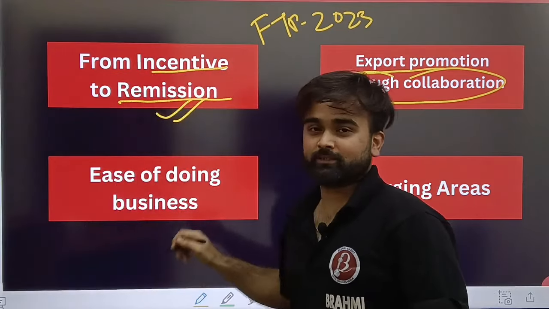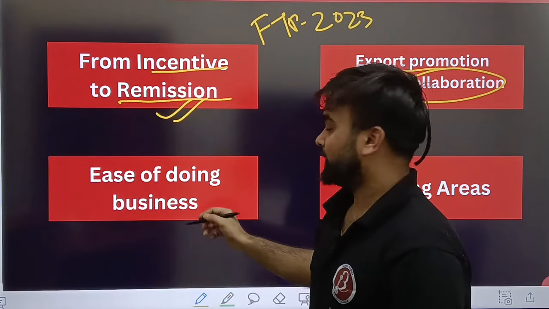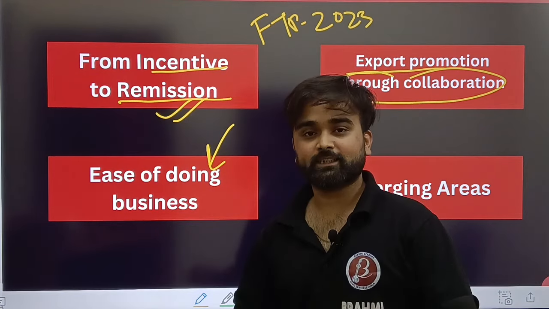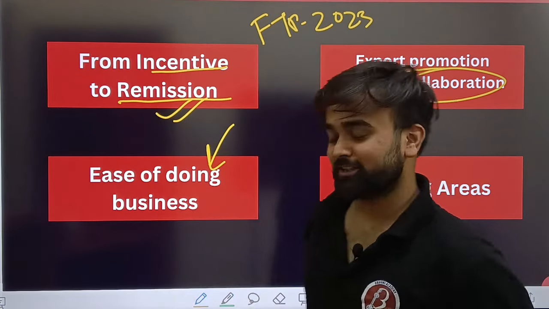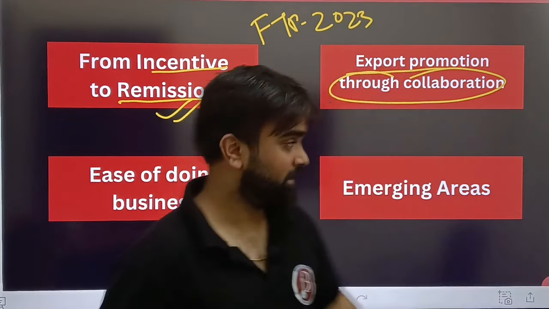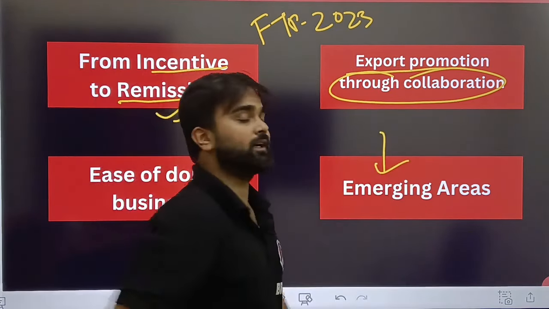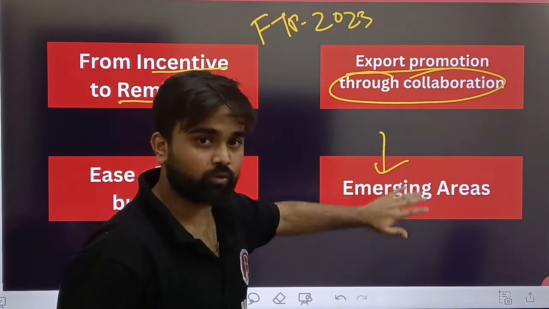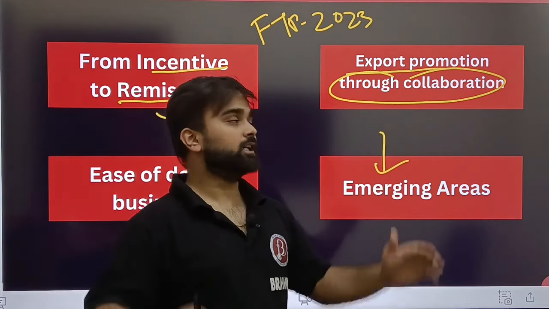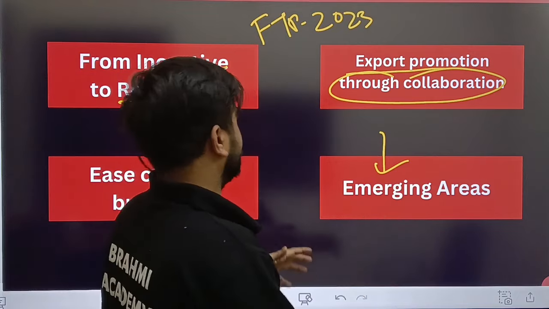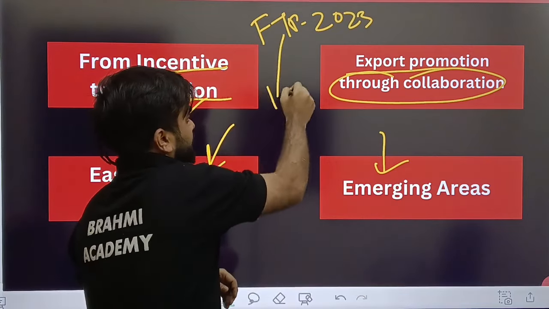Next is ease of doing business, not a term that you people haven't heard already. Ease of doing business, so that business could be done more easily, and what all governments are doing for this. This is again a pillar, I must say, and then emerging areas. These are the different areas where the government is trying to focus, maximize and capitalize so that India could proceed towards Amrit Kal. See, this foreign trade policy has four pillars.